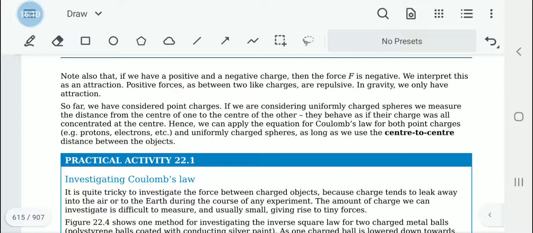Leave a line and write. Coulomb's law can be applied to point charges as well as uniformly charged spheres, because the spheres act as if their charge is all concentrated at the center. However, the distance is considered from center to center.